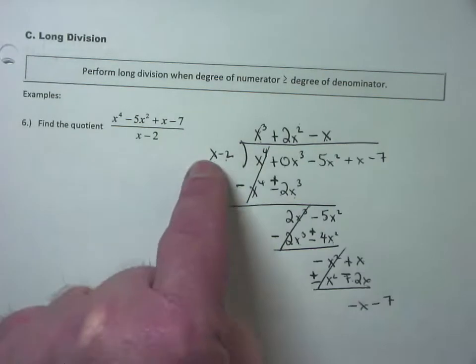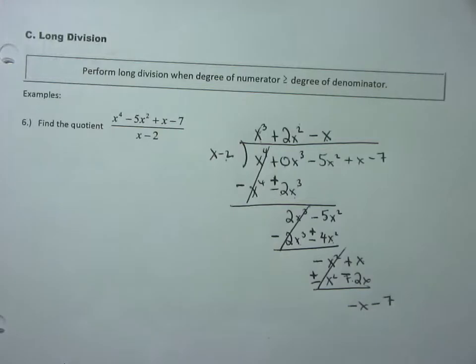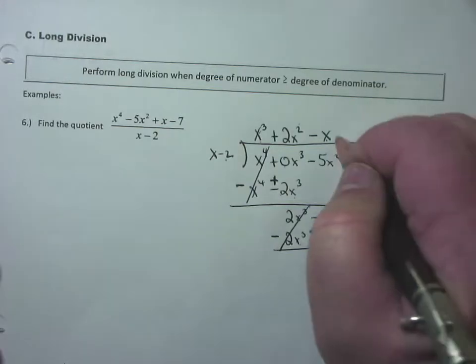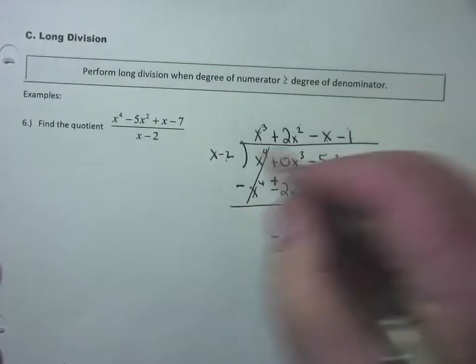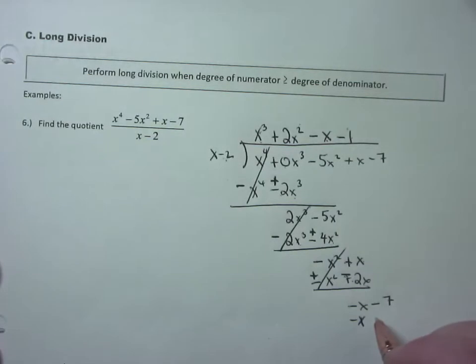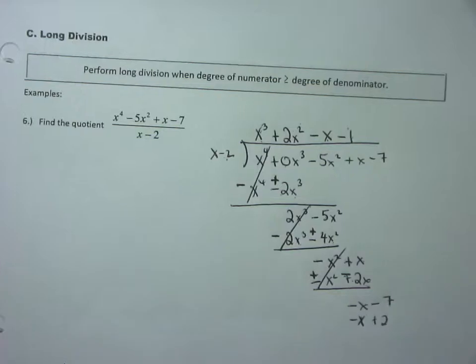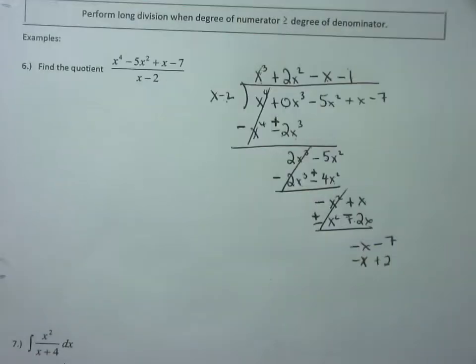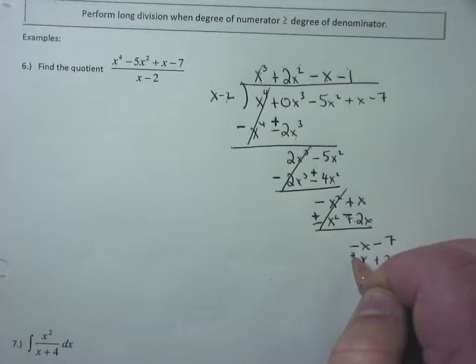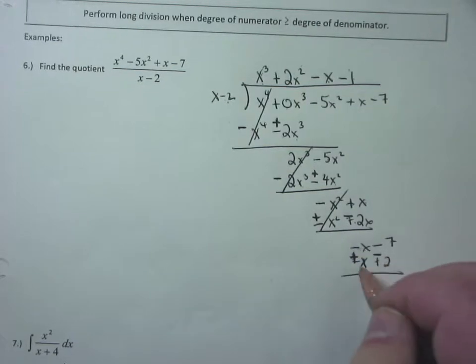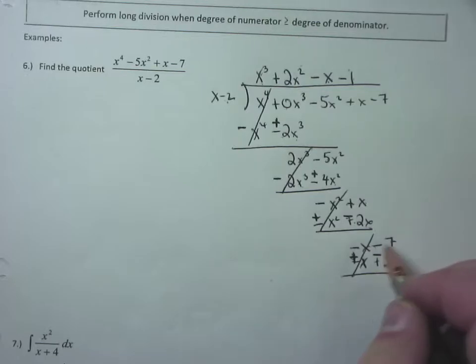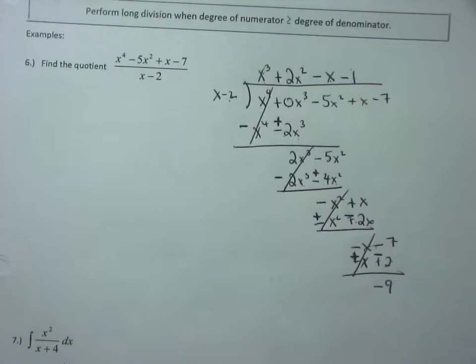What times x is negative x? Negative 1. Negative 1 times x is negative x. Negative 1 times negative 2 is plus 2. But then what do I have to do? Subtract, change my sign, so this minus x becomes a plus x, and plus 2 becomes a minus 2. Minus x plus x cancels, but now I have a minus 7 minus 2, which makes it a minus 9. And then I ran out of terms, so I'm done.